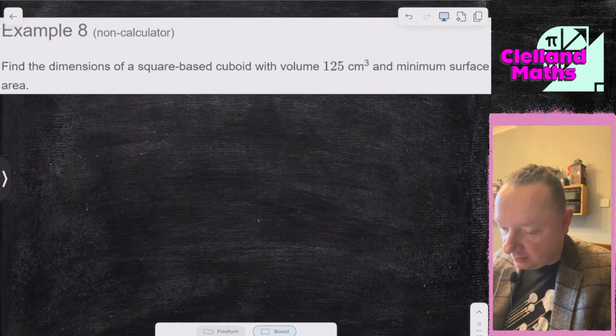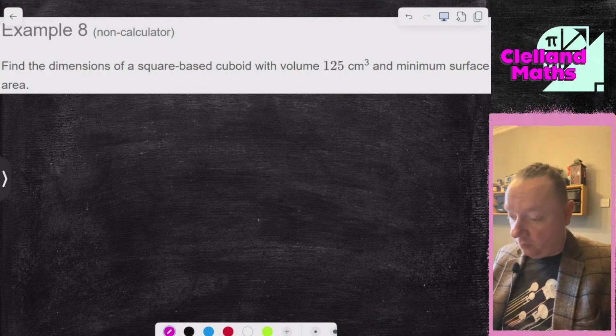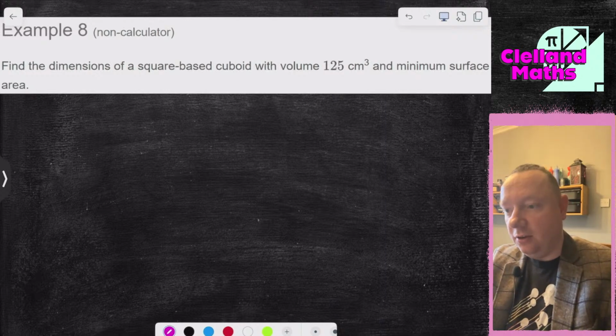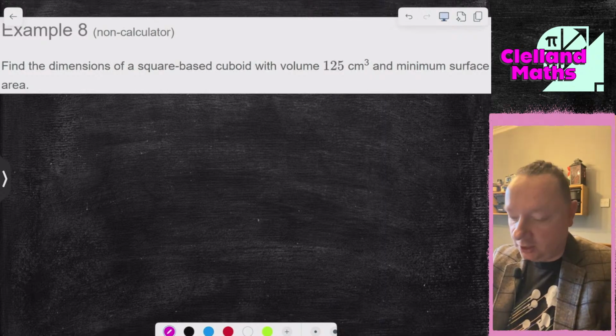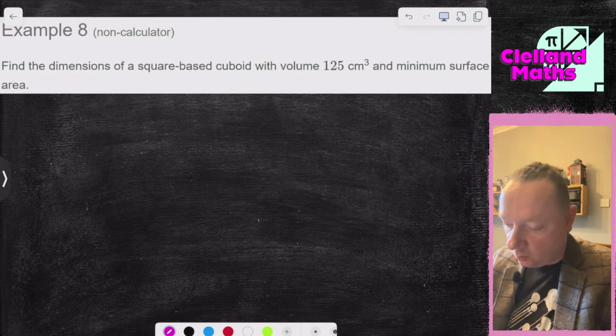Okay, example 8 says, find the dimensions of a square base cuboid with volume 125 cubed and the minimum surface area. God, that doesn't sound fun, does it? Let's try it. This is obviously optimization. If it says minimize or maximize something, you want to optimize it. So we need to get some variables. So it says a square base cuboid.